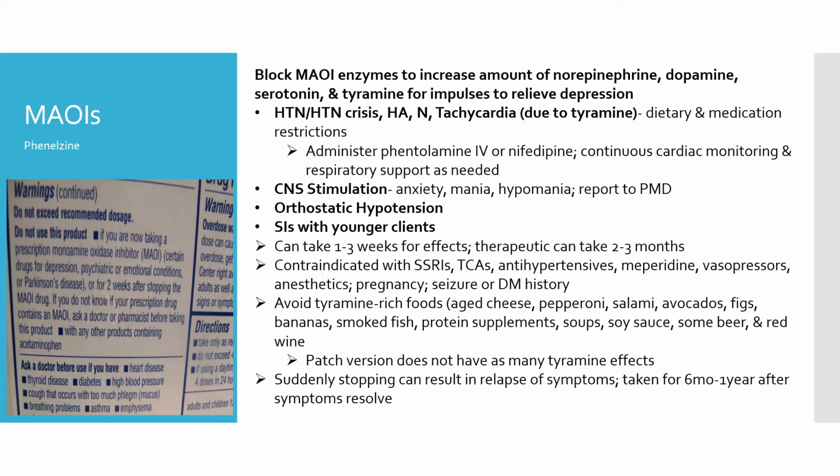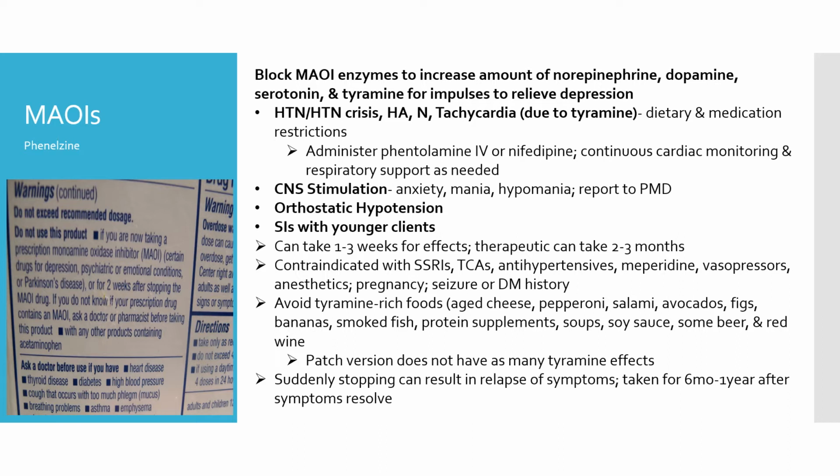MAOIs. All right, the big hoopla all about MAOIs. Monoamine oxidase inhibitors. The example here is phenelzine. These block MAOI enzymes to increase the amount of norepinephrine, dopamine, serotonin, and tyramine for impulses to relieve depression. However, this can lead to high blood pressure or hypertensive crisis, headache, nausea, tachycardia. These are usually due to tyramine, so education about dietary and medication restrictions to avoid items with tyramine.